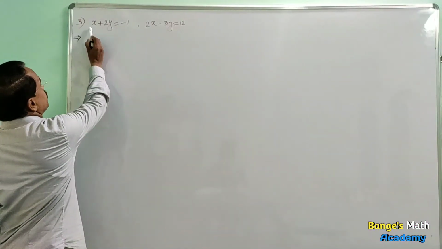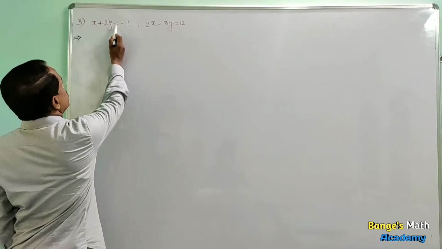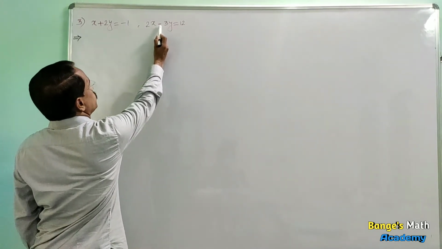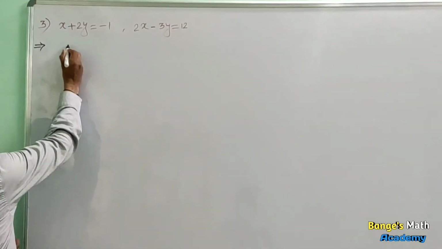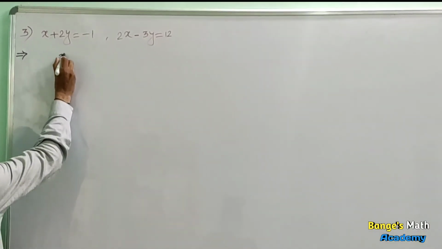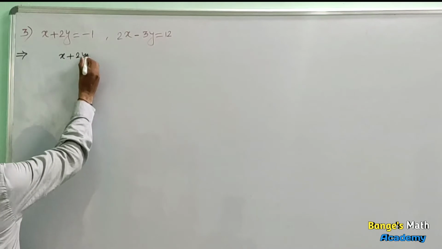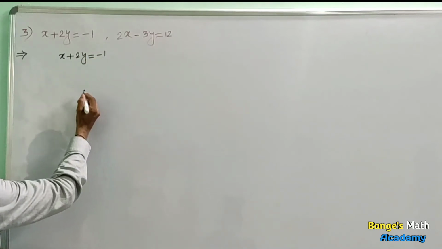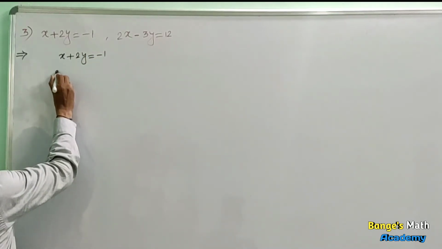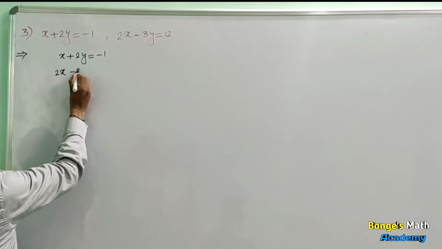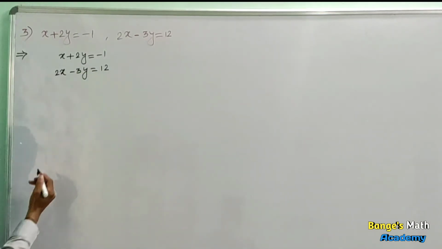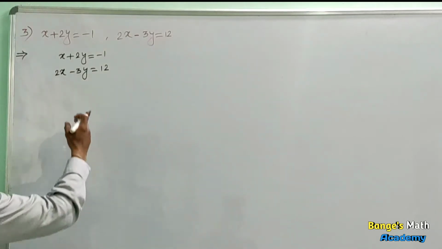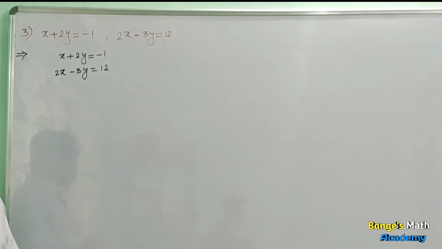See third example. X plus 2y is equal to minus 1, comma, 2x minus 3y is equal to 12. First of all write down the given equation as it is. X plus 2y is equal to minus 1. Second equation, 2x minus 3y is equal to 12. We have to solve this simultaneous equation by Cramer's rule.